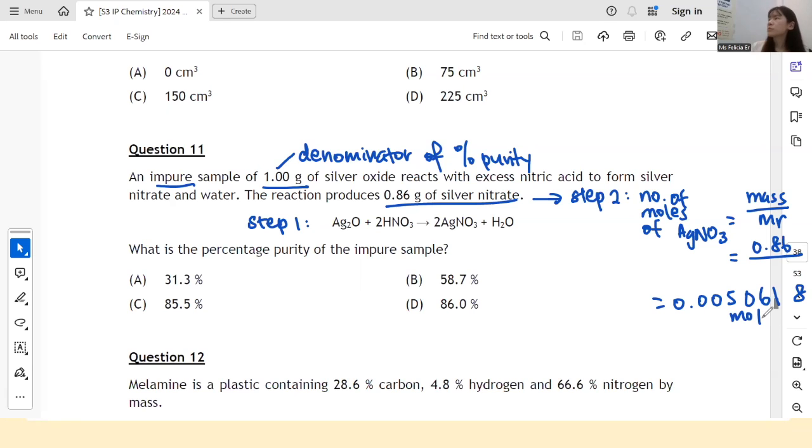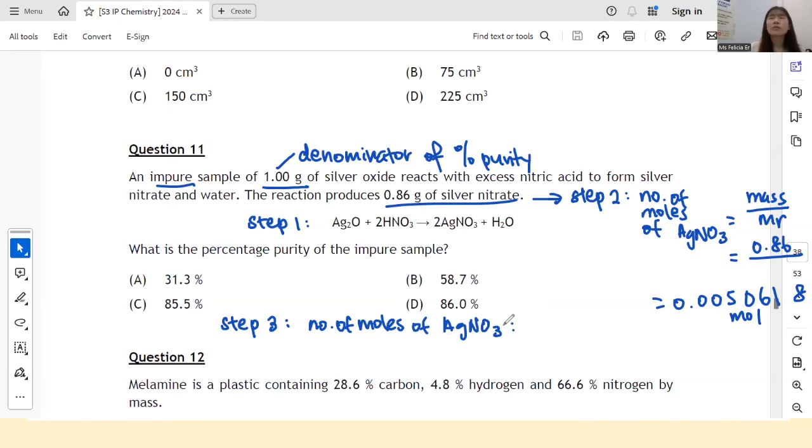Now that you get the number of moles, what do you do? Done with step 2, right? You move on to step 3. Let's give you a try for step 3. Maybe I write over here. Step 3 would be the mole ratio. This time round, remember I told you the left side is always based on what you calculated in the previous part. So the previous part is AgNO3.